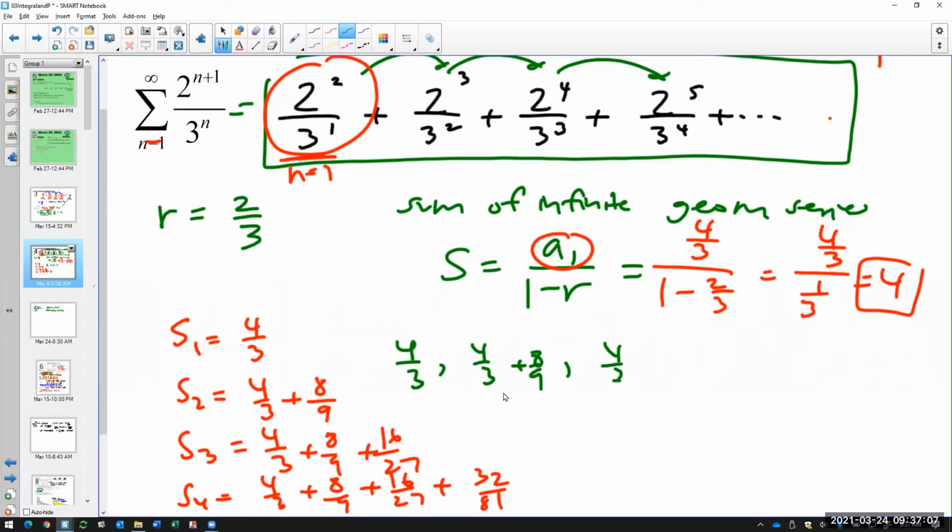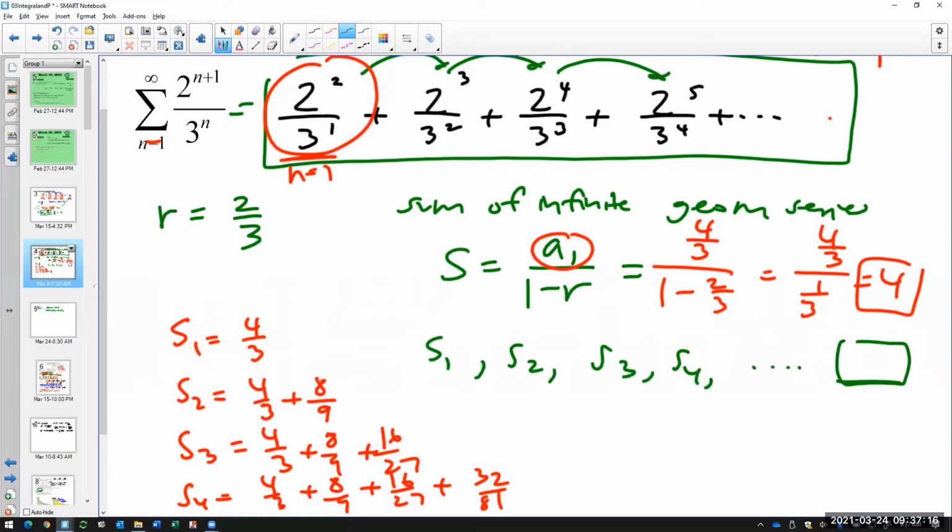Okay, this is taking me a long time. But do you guys see, I would put this into a sequence, S1, S2, S3, S4, and then try to figure out the last blank of this sequence. And that also should be 4. Does that make sense? So this is kind of the brute force way to do it. This is kind of the smart way to do it.